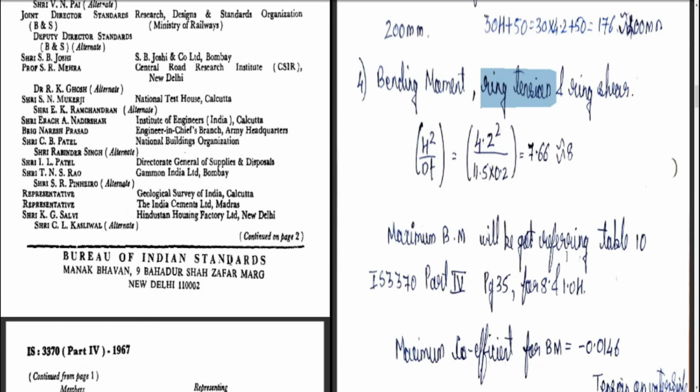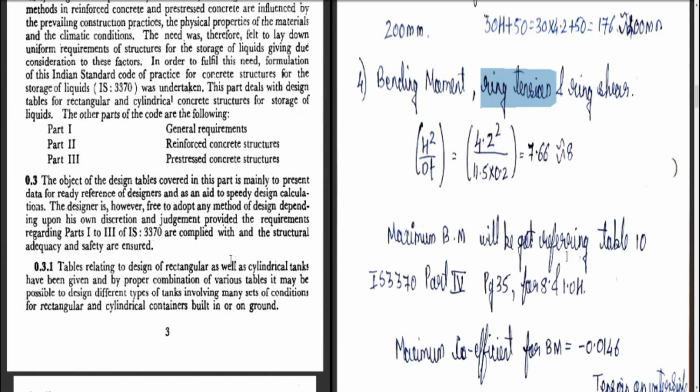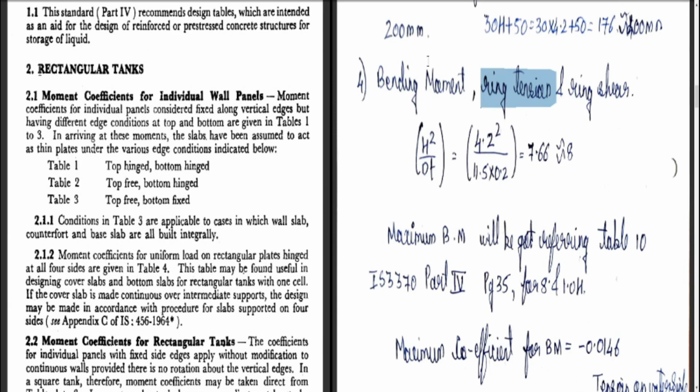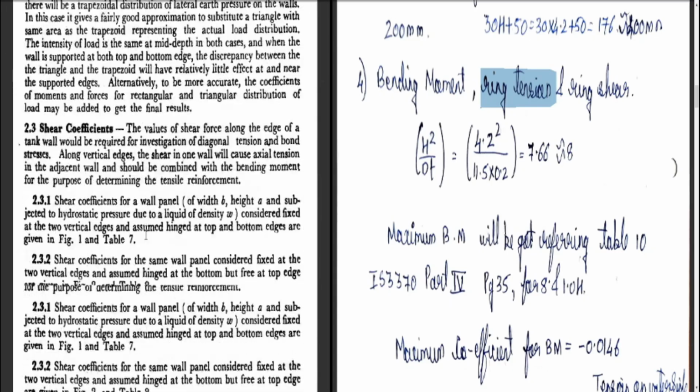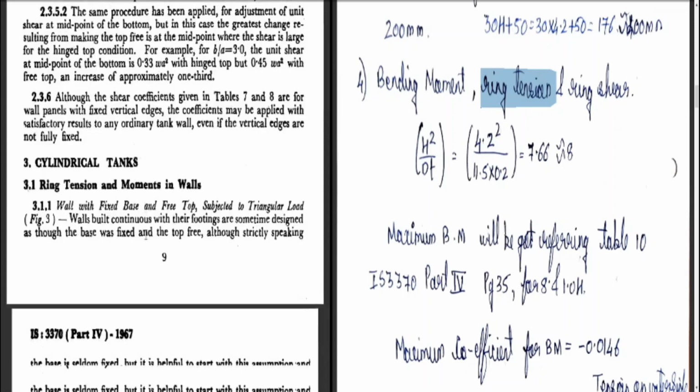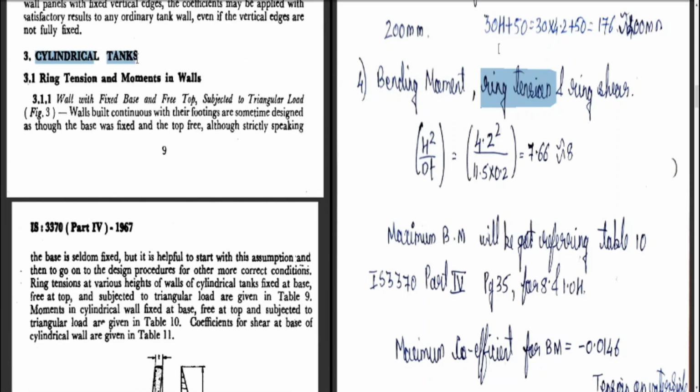Now, what this codebook has is a list of tables, which are given clearly for rectangular tanks. Ours is a circular tank, and they have also discussed that circular tank. Cylindrical tanks can be taken as circular tanks. So here we will see 3.1, ring tension and moments in the wall. Remember, we have put bending moment, ring tension and ring shear. It is given in the codebook here.